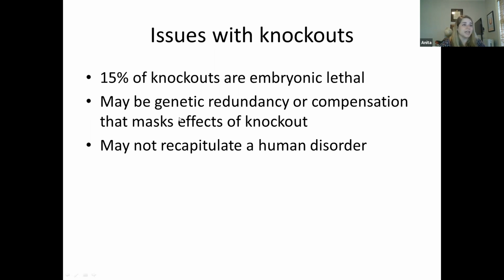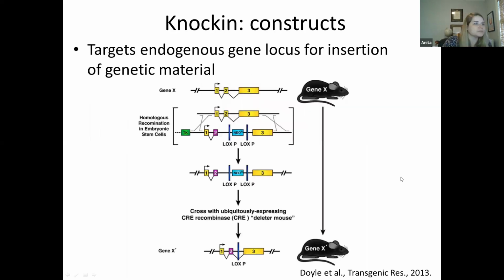Of course, nothing might happen. You might get no phenotype. That may be because there's genetic redundancy or compensation that masks any effects of your knockout. And if the gene doesn't have exactly the same function or expression profile in a mouse that it does in a human, you may not recapitulate a human disorder. There may be a human deletion of some genomic sequence, and you knock out exactly the same sequence in mice and you may not get any of the same phenotypes.